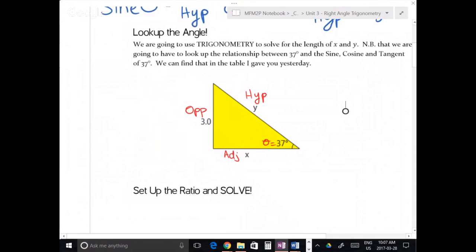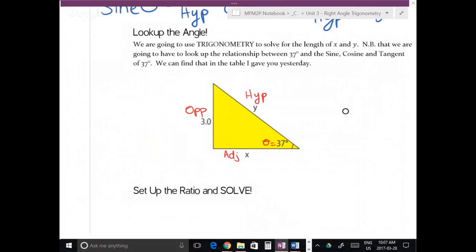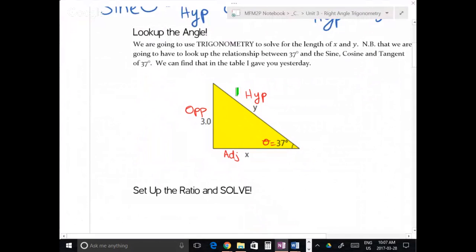So we have to find x and y. That's your task for this question. Now, are we going to find them both at once? No, we're going to find them one at a time. So we can pick whichever one we want to find first. Doesn't make a difference. You want to find y first. I think that sounds great. So I'm going to highlight that in green. We're going to find y.